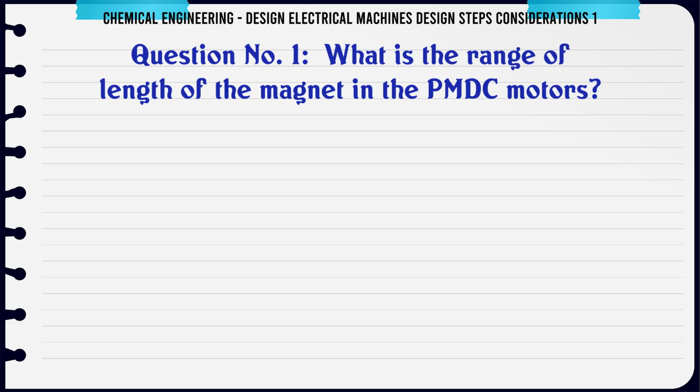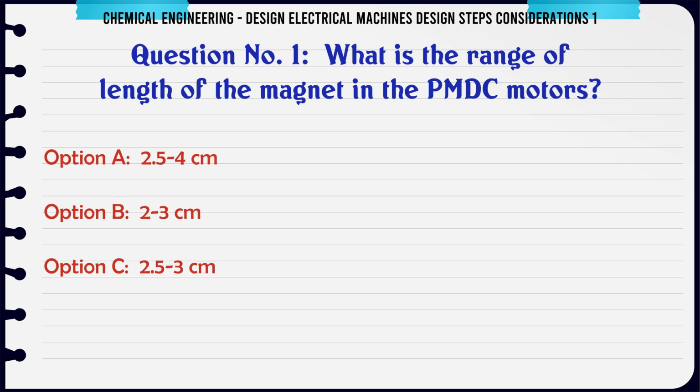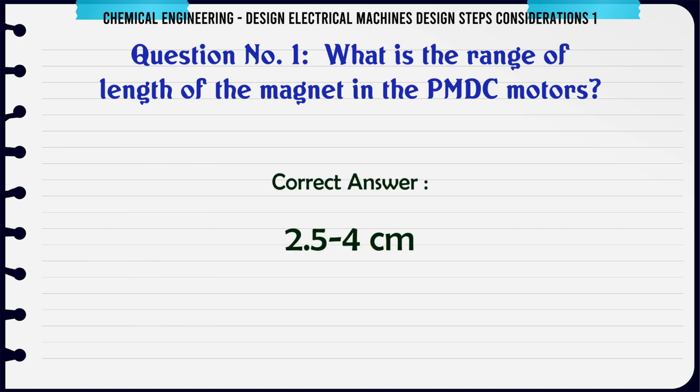What is the range of length of the magnet in the PMDC motors? A. 2.54 centimeters. B. 3 centimeters. C. 2.53 centimeters. D. 1.54 centimeters. The correct answer is 2.54 centimeters.